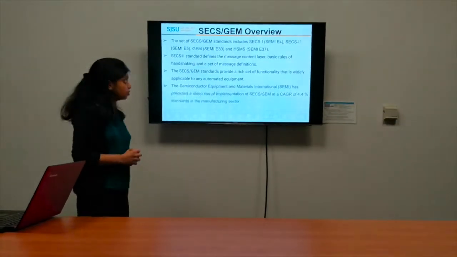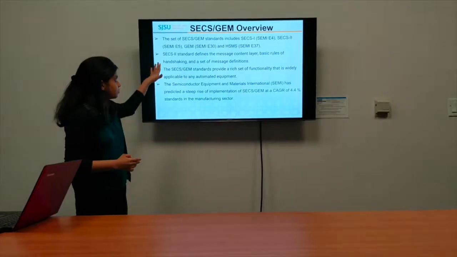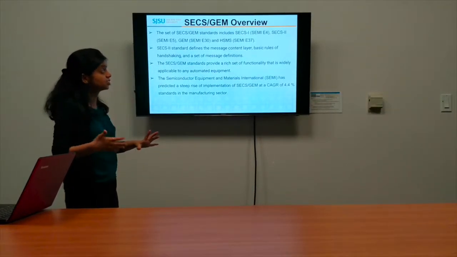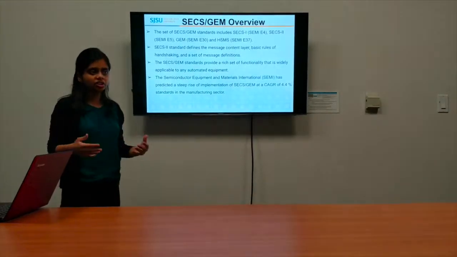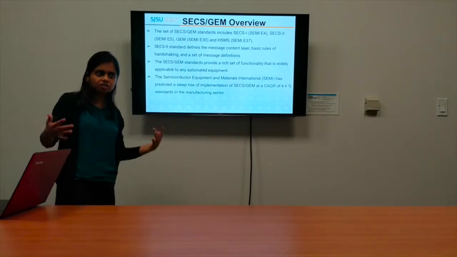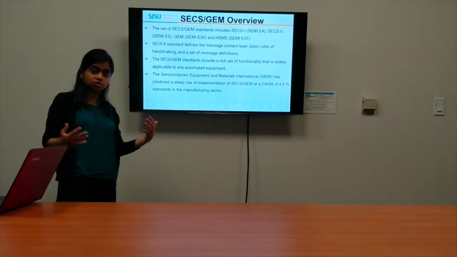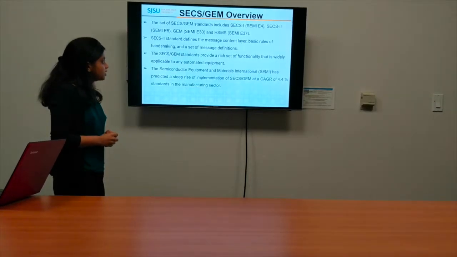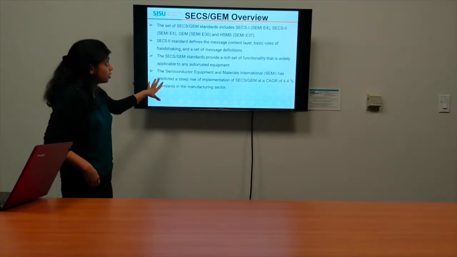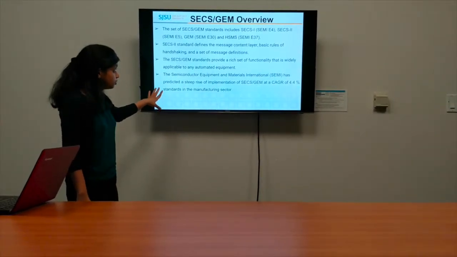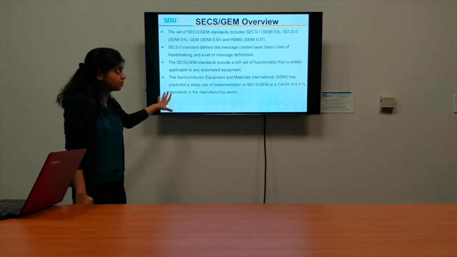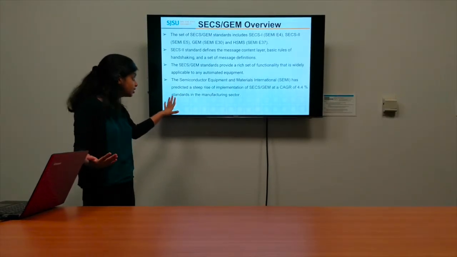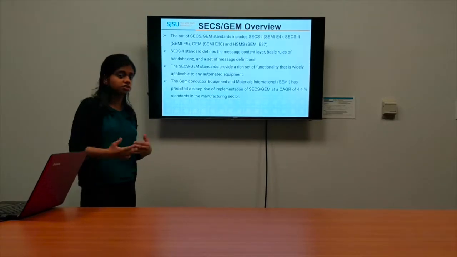In our project, due to the limited scope, we focused on SECS-II, which is the standard that defines the message content layer and the basic rules of handshaking between different machines. So basically, this is the part of the protocol that enables two-way communication between the machine and the central data repository. Also, using this, we found out that we can actually achieve a compound annual growth rate of about 4.4% if things are standardized using the protocol.